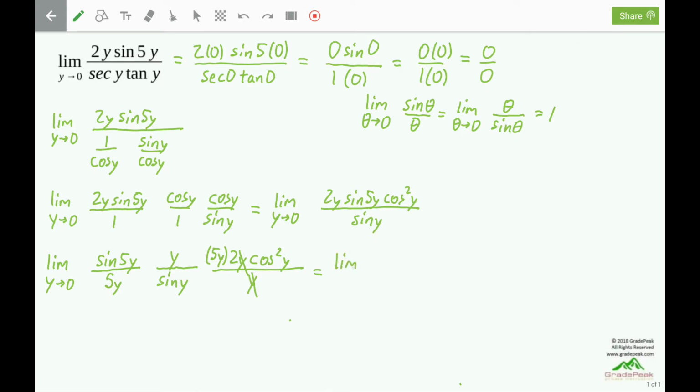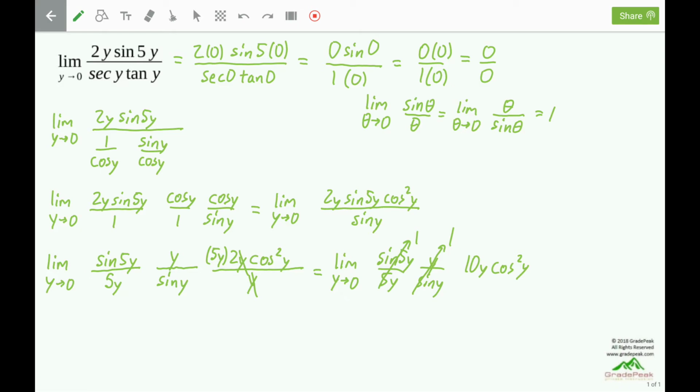Let's rewrite what we have. Limit as y goes to 0 of sine of 5y over 5y, y over sine y, and then 5y times 2, which is 10y cosine squared of y. And that would be over a 1, so we don't need to write that. The first two fractions are perfect identity. We've phase matched them. So that first one will be a 1. That second one will be a 1. And we've removed the 0 over 0 indeterminate form.